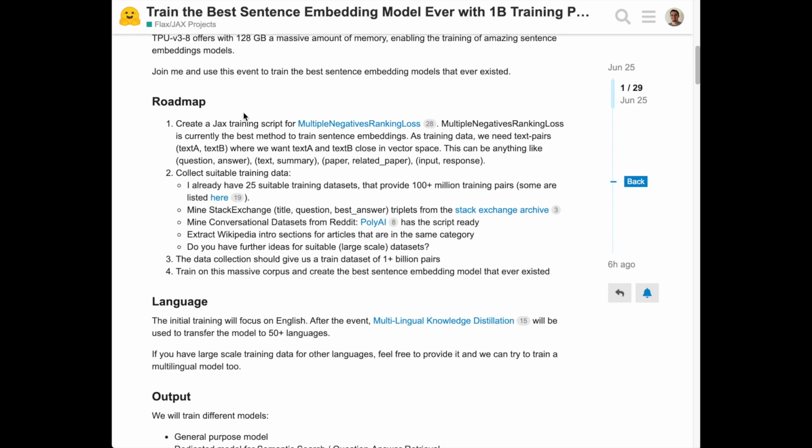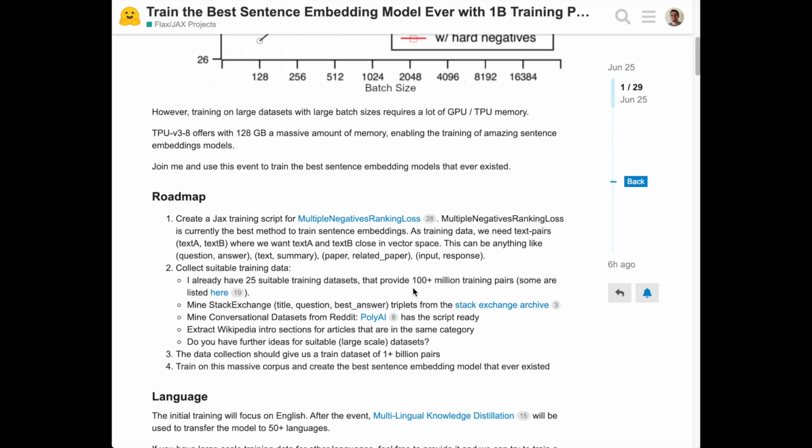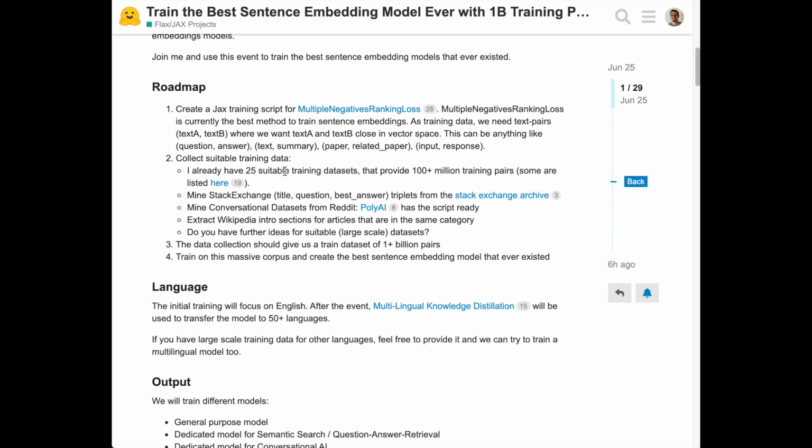So they're going to try to gather together a massive amount, say 100 million plus training pairs, and I assume that means positive pairs, they're using to train these models. So they're talking about some other ways maybe they can find some more data to reach a data set of 1+ billion pairs, and then train this to create the best sentence embedding model that ever existed.